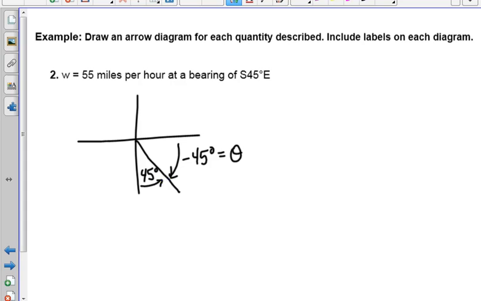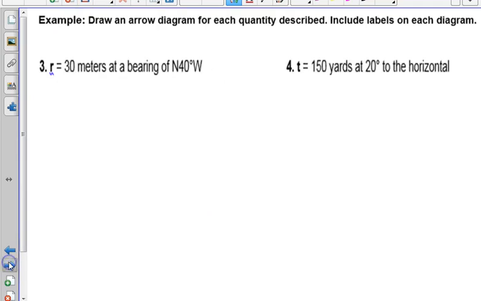And the magnitude of our vector here, the length, is supposed to be 55 miles per hour. It's supposed to be an arrow, and I tried to show the little line at the end to show that it ends there. Again, we'll come back and do the components on that one in a minute.